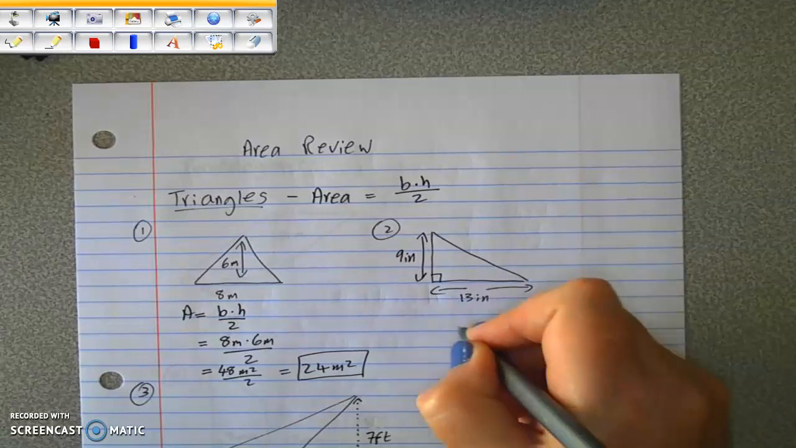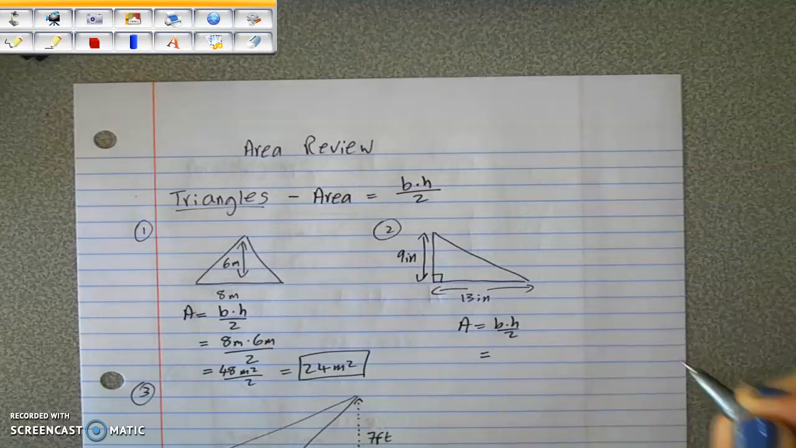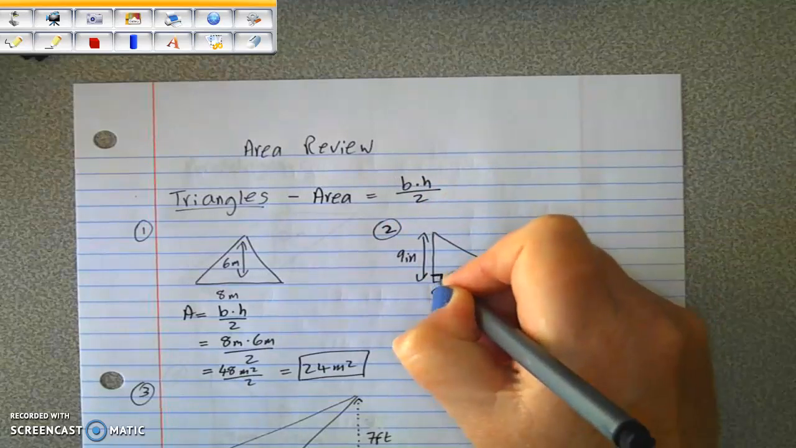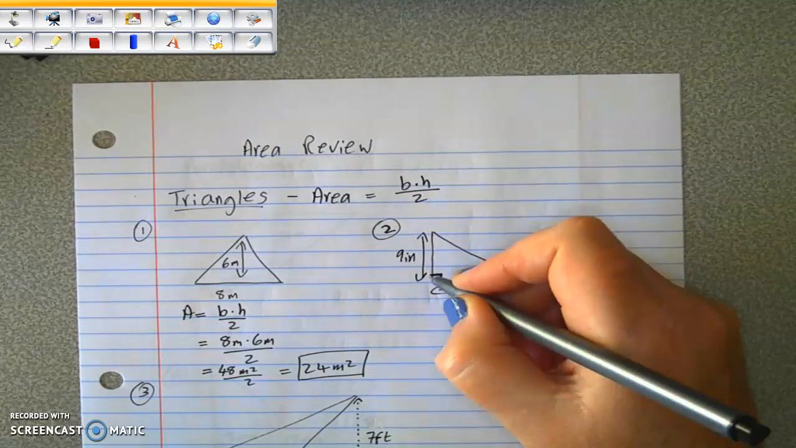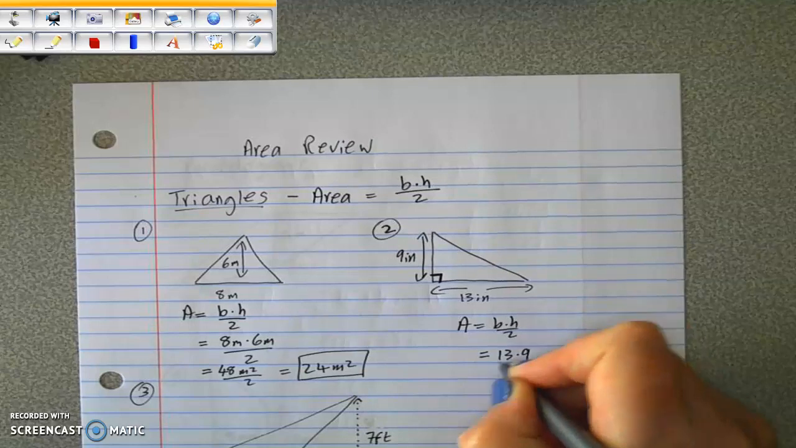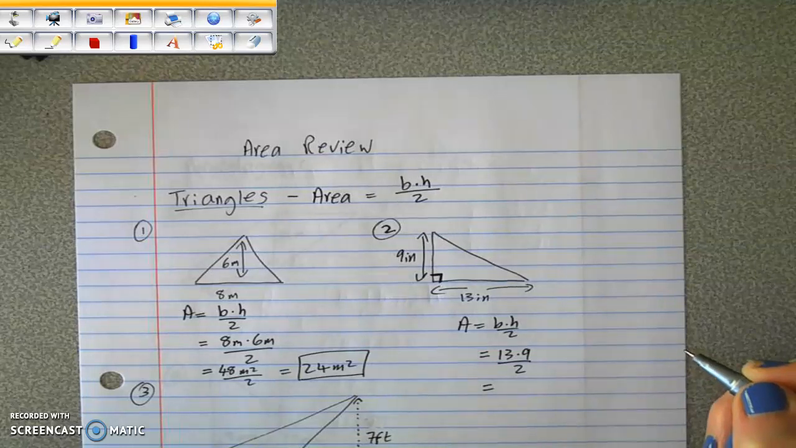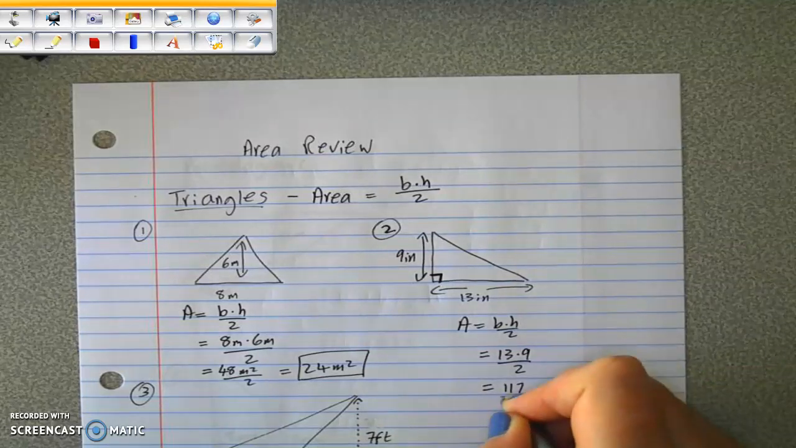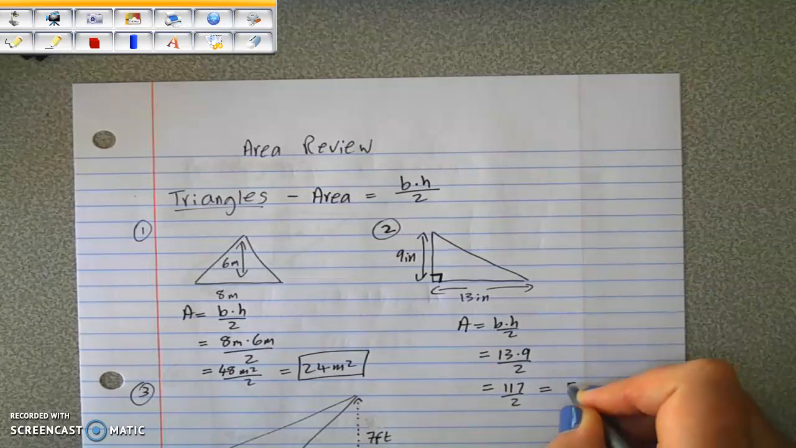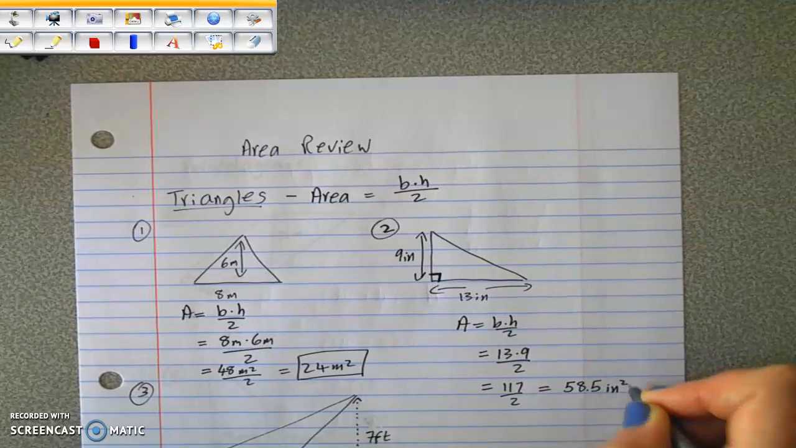For number 2 here, same thing. Area is base times height over 2. And because this is a right triangle, you can see it's a right triangle because of the little box in the corner, you can use that side as being the height, the 9 inches. So we've got 13 times 9 divided by 2. And that's 90 plus 27 is 117 divided by 2. And that is going to be 58 and a half. And it's going to be inches squared.